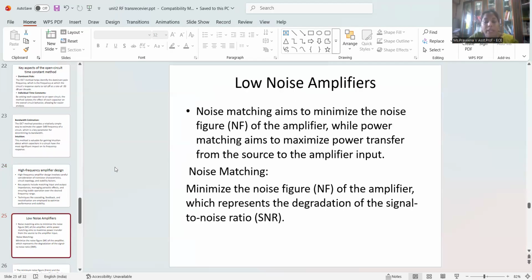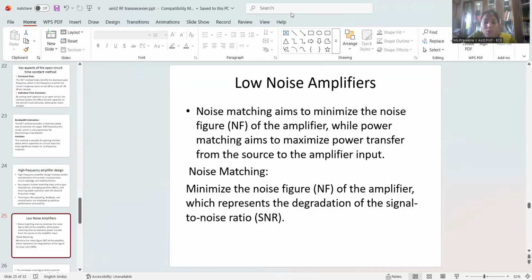Then let us think about the LNA. LNA is nothing but low noise amplifier. Low noise amplifier is a low noise, that is, noise matching.